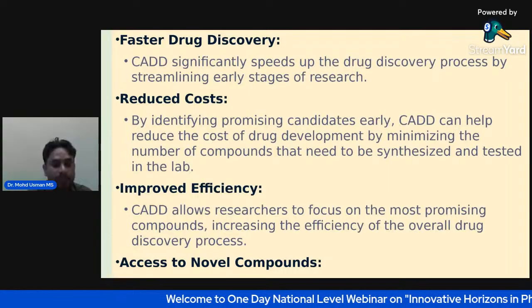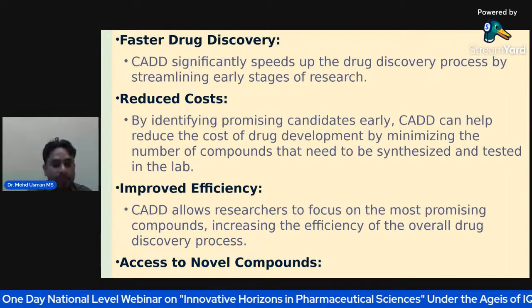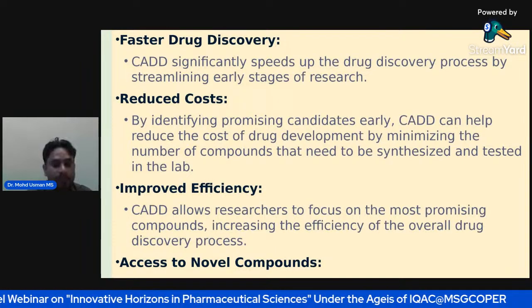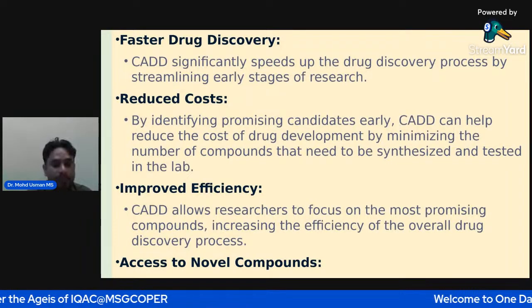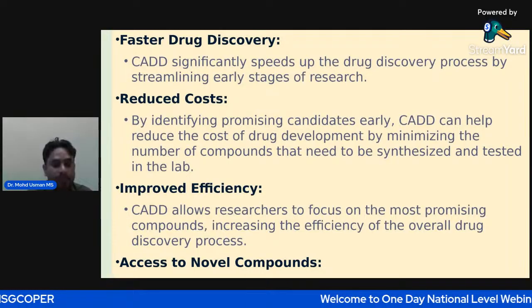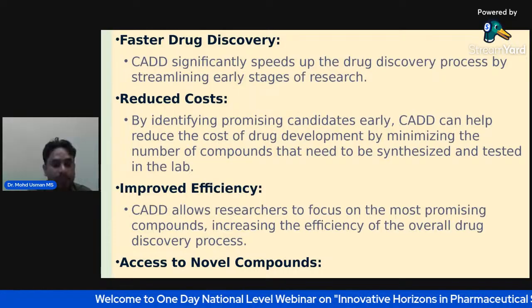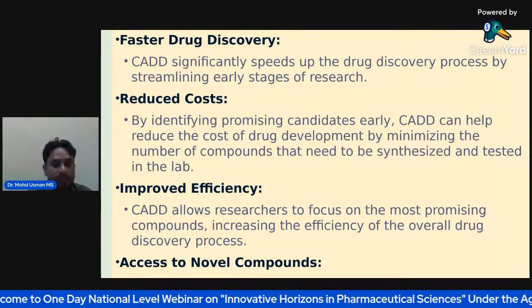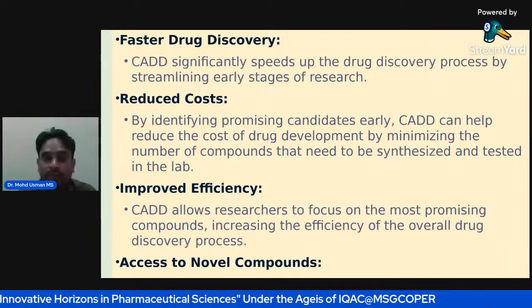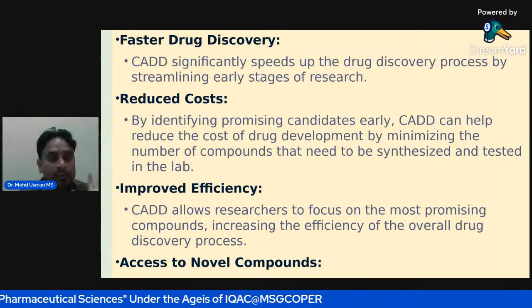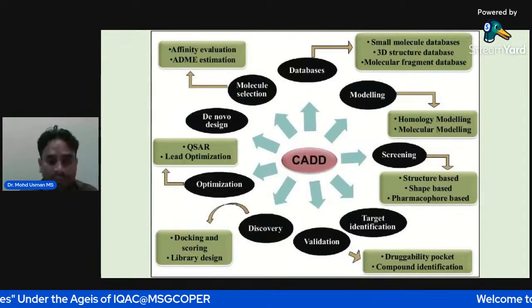Improved efficiency means if we identify a molecule which can bind effectively and efficiently to the target, then we can say that this molecule would be the developable candidate. Moreover, with the help of computer-aided design, we can identify the pharmacokinetics of the drug, so the later stage failure of that project can be reduced. Okay, so improved efficiency. Now, access to novel compounds.